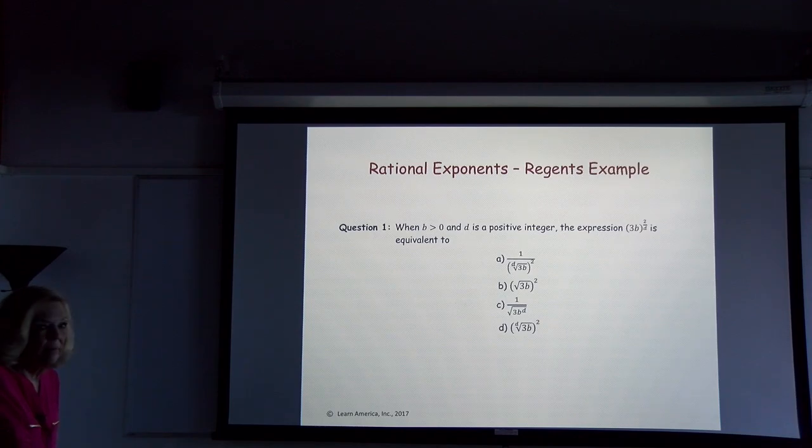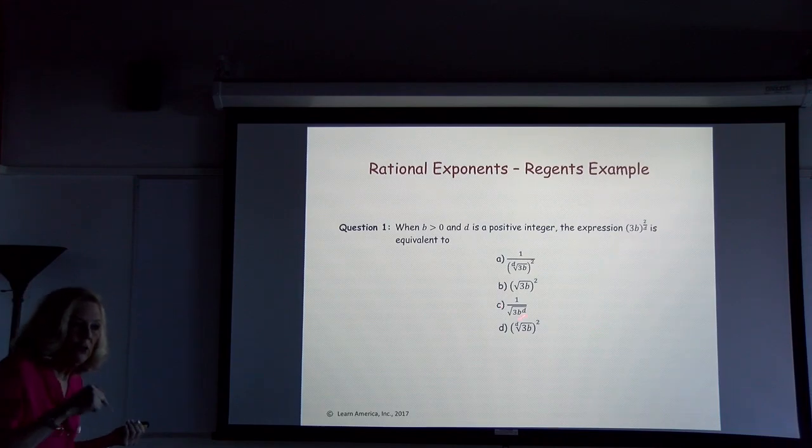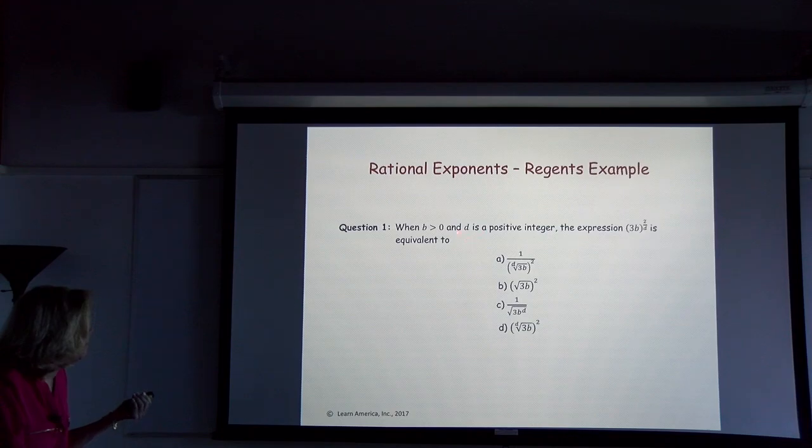Any thoughts? If you look at A and C, where does the expression end up? In the denominator. And for that to happen, what kind of an exponent would you have to have? Negative. You don't have a negative. It said already that D is a positive integer. So you can rule out A and C. So now you have B and you have D.